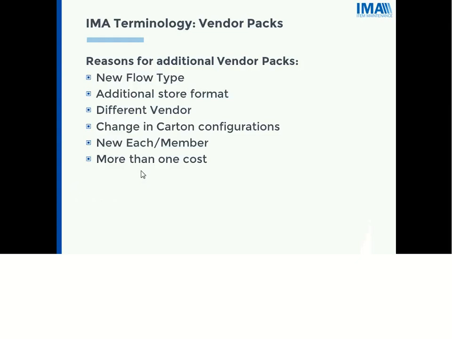If you have a change in carton configurations or there's a new each member, those kind of go along together, but you would need new vendor packs. Or if there's more than one cost. If you've been shipping something to the 48 continental states and now we want to start sending it to Puerto Rico, it's probably going to cost more to have that go to Puerto Rico, so we would need an additional pack for that additional cost.